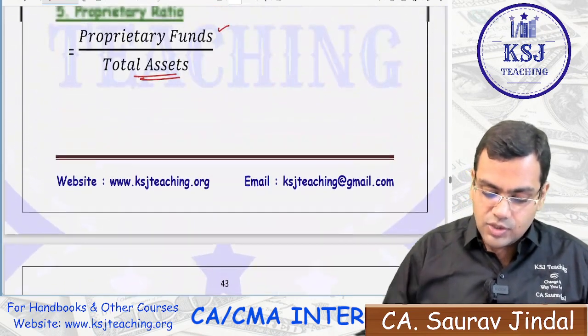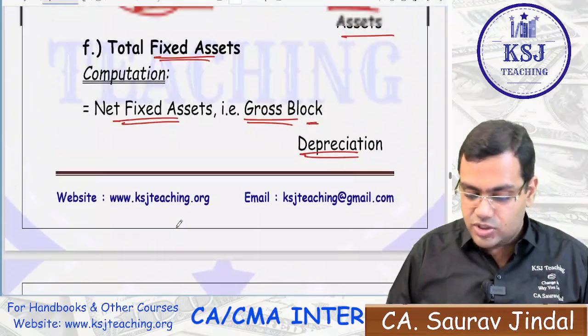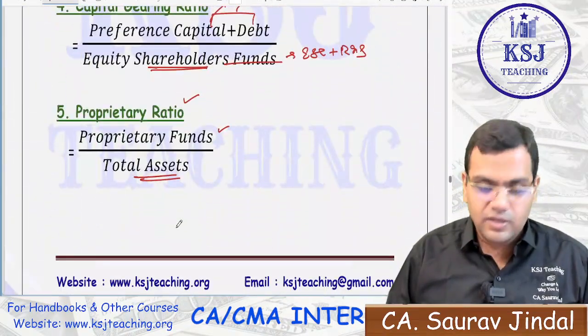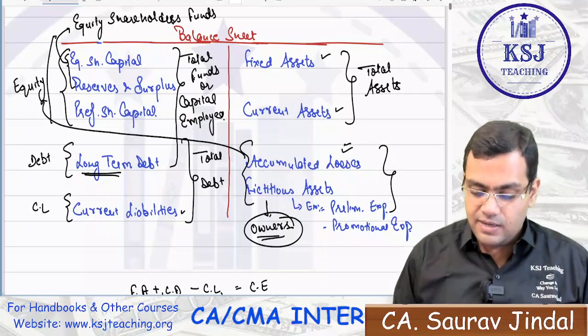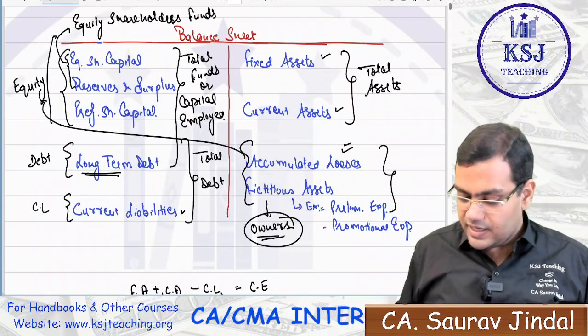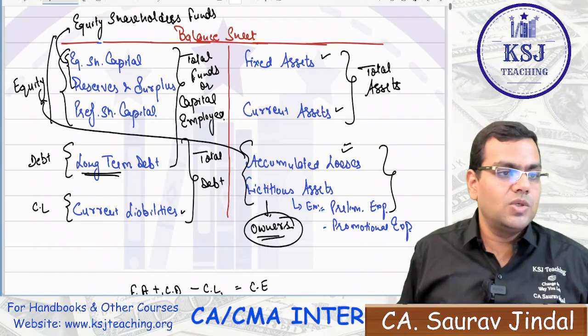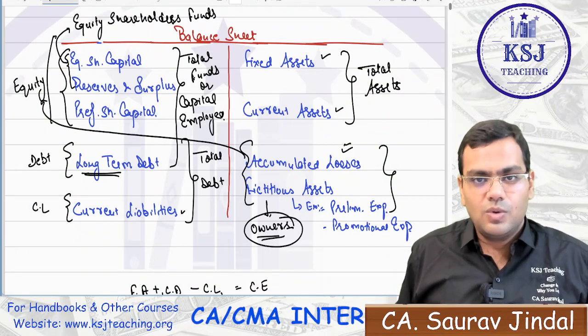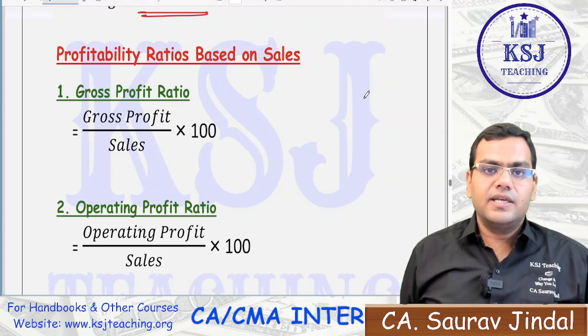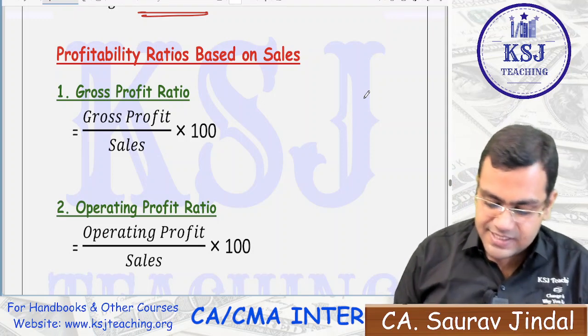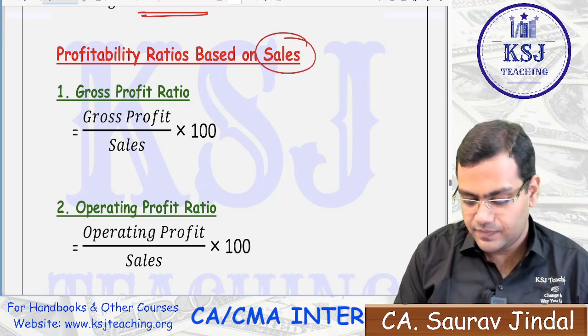Clear, sir? So these were all the capital structure ratios, and as I told you, you have to remember only the balance sheet that I have told you. If you are able to remember this much, then most of the calculations you will be able to do on your own. Moving on to the next set of ratios, that is profitability ratios based on sales, right?